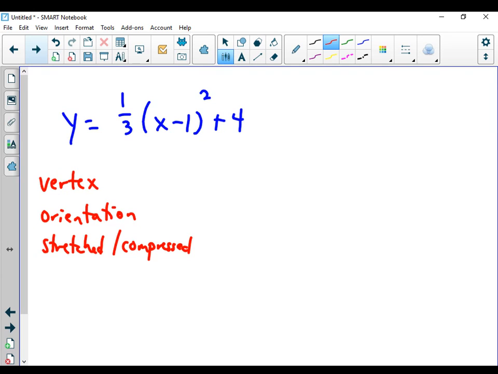So let's see if we can answer some of those questions here. The vertex is 1, 4. Good. The vertex on this one would be at the point 1, 4, because we moved it to the right 1. After we squared it, we added 4, so we moved it up 4. So I could actually start my sketch there. I would make my vertex at 1, 4.